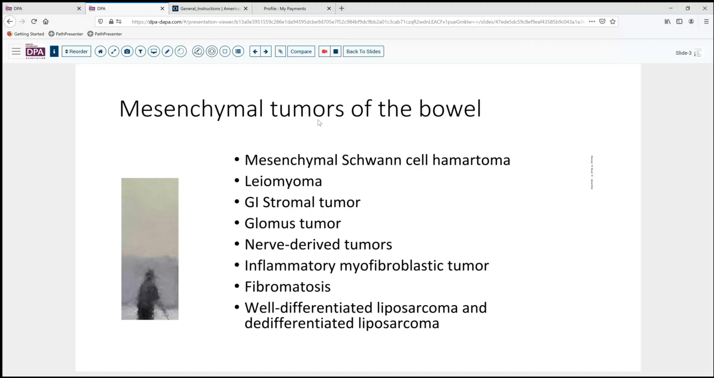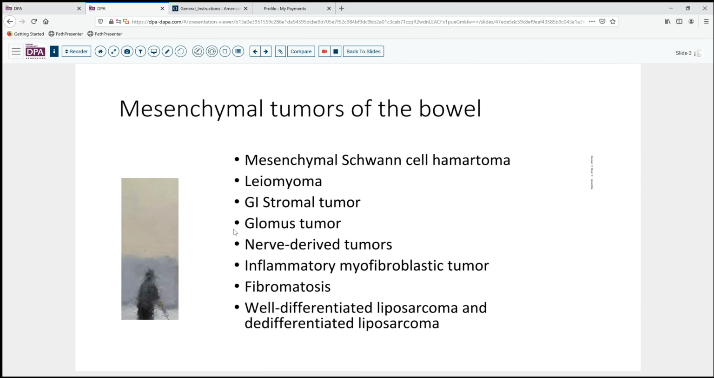So what do we think of in terms of mesenchymal tumors in the bowel? Well, in the mucosal layers, we might encounter the mesenchymal Schwann cell hamartoma. That usually is a small lesion, incidentally discovered. Leiomyomas do occur in the bowel wall, although they're most common in the muscularis mucosa. And again, they tend to be small and so forth.